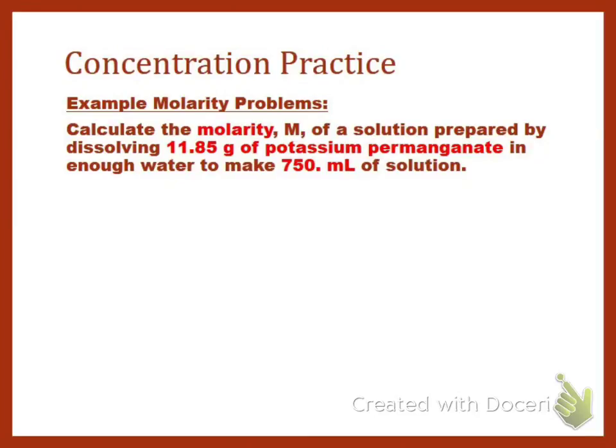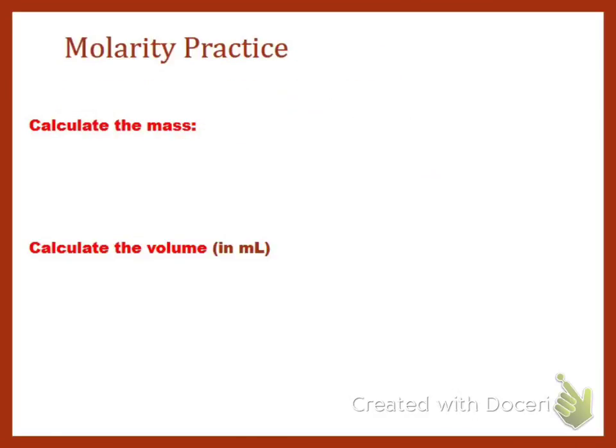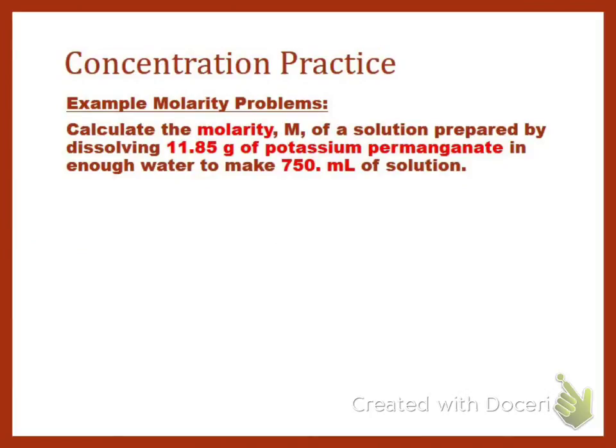All right, so our first problem says calculate the molarity of a solution prepared by dissolving 11.85 grams potassium permanganate in 750 milliliters of water. So remember, molarity is moles over liter. So first thing we're going to need to do is change that 750 milliliters to liters, which is 0.750, because we divide by 1,000 because there's 1,000 milliliters in a liter.